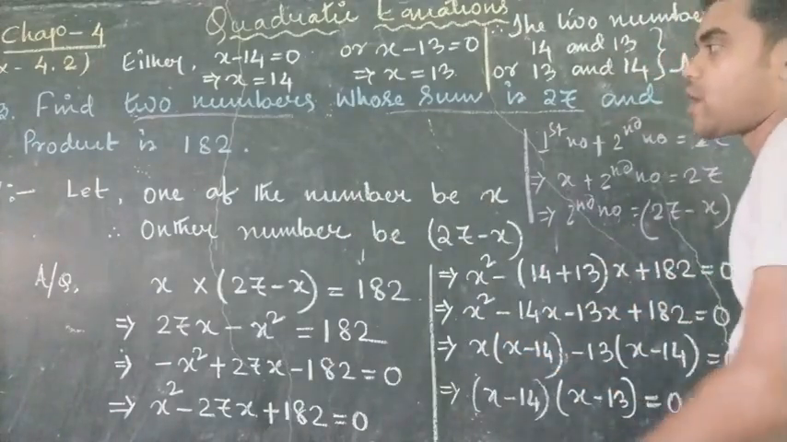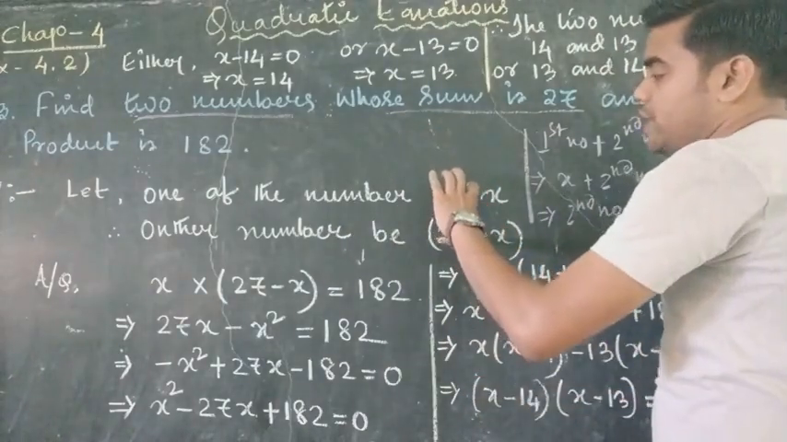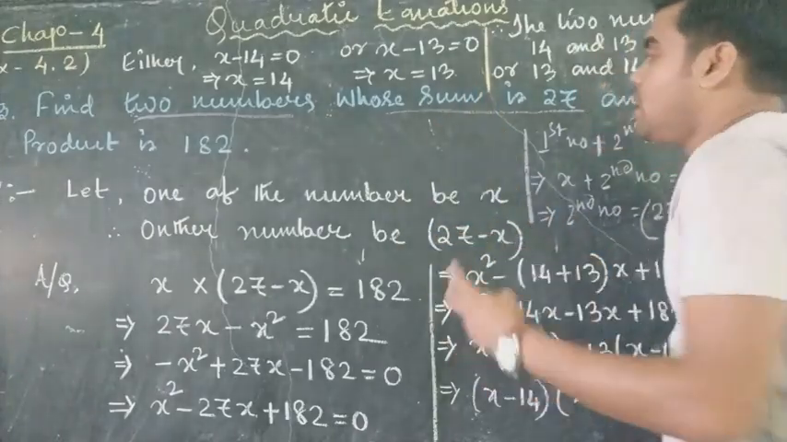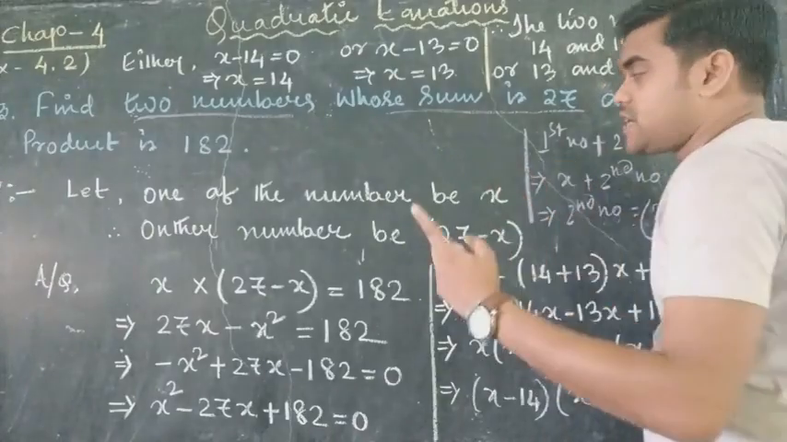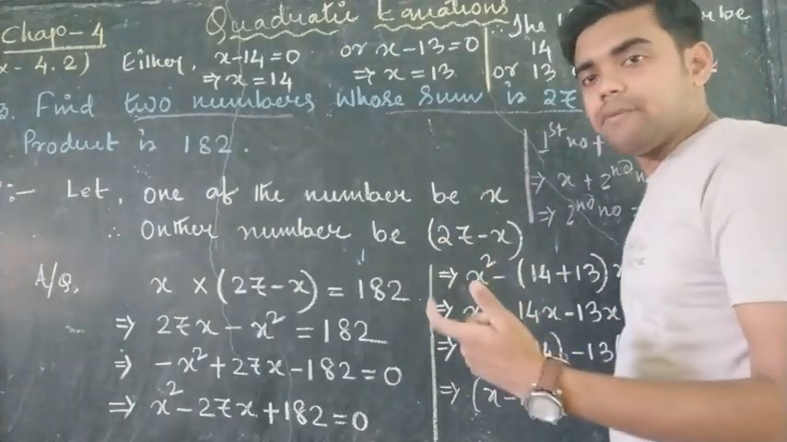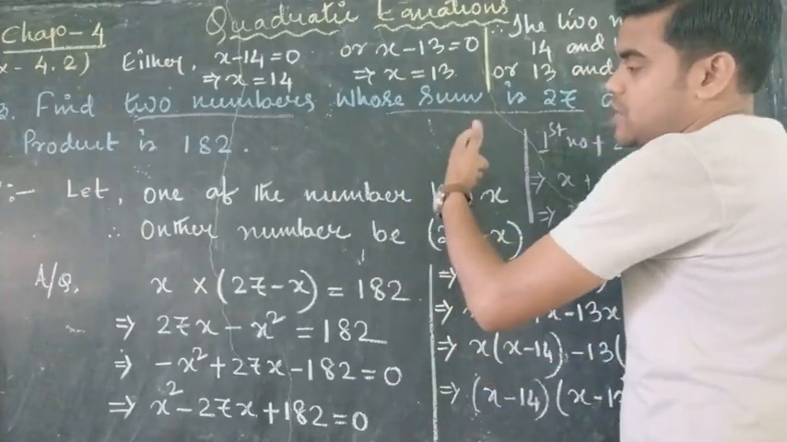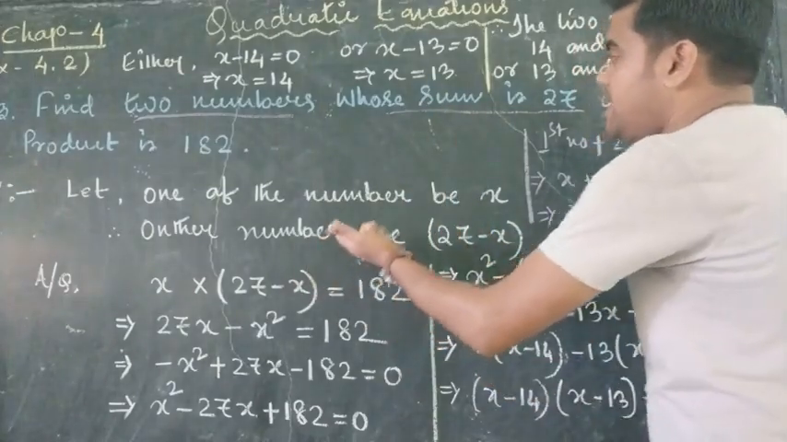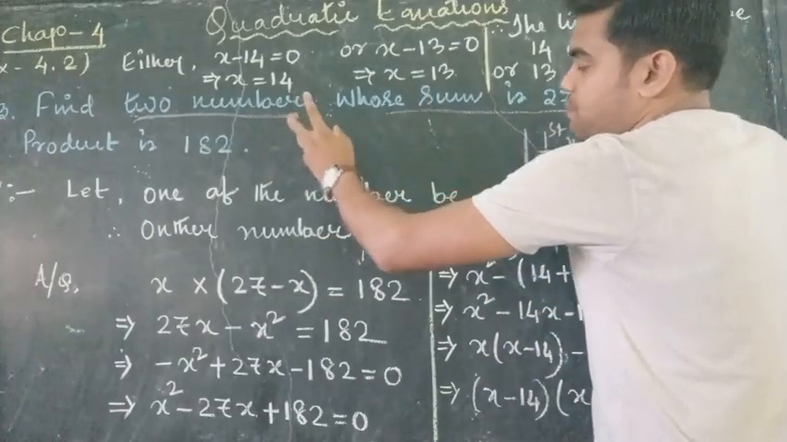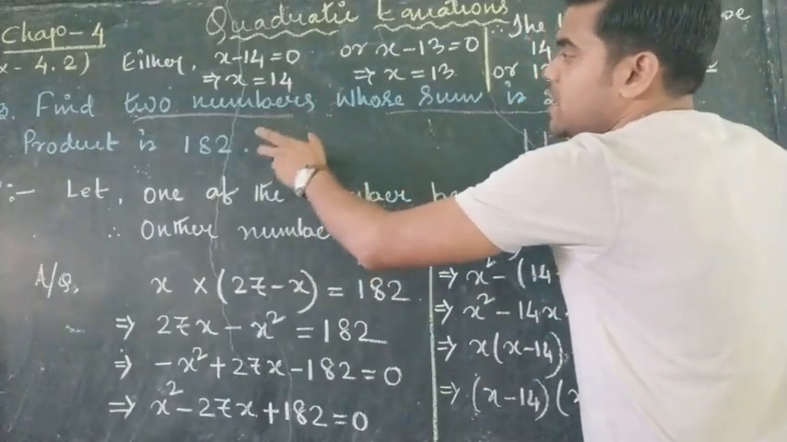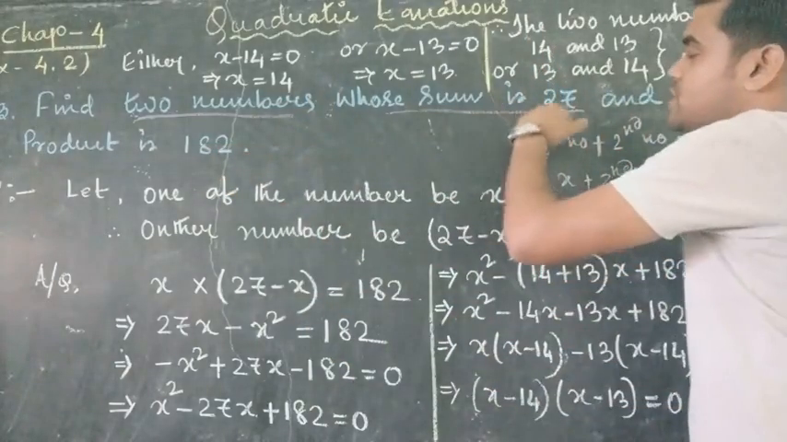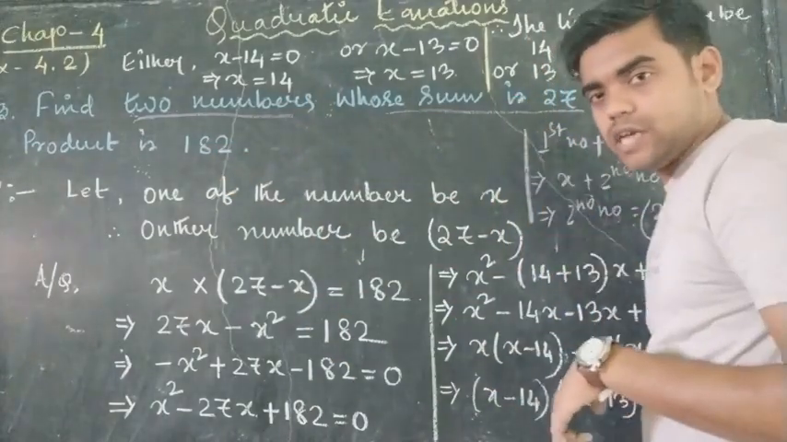Okay, now according to the question, there are two conditions. The first condition is that when we add these two numbers, we get 27, as per the question. Another condition is that when we take the product of these two numbers, we get 182. So this first condition we already applied.